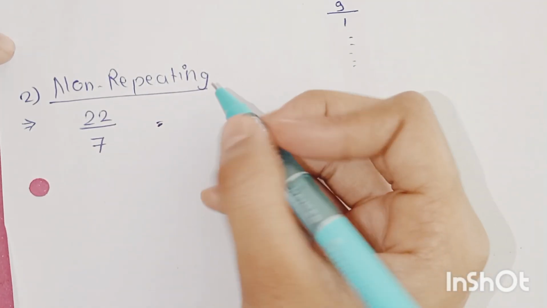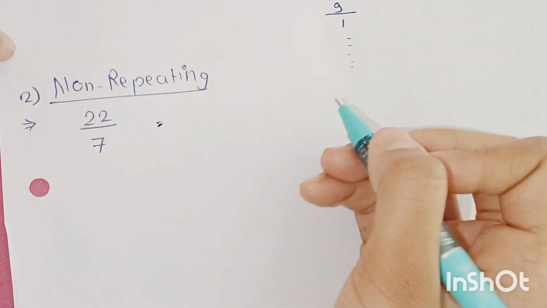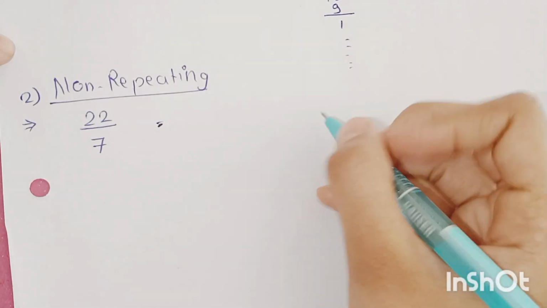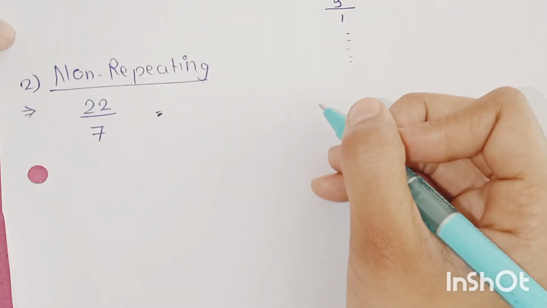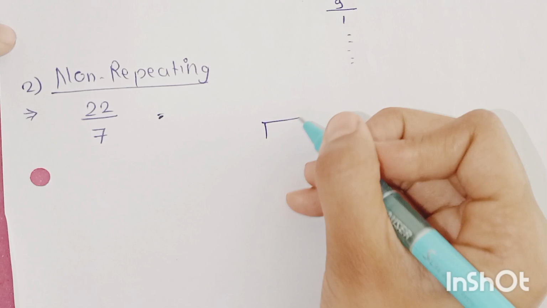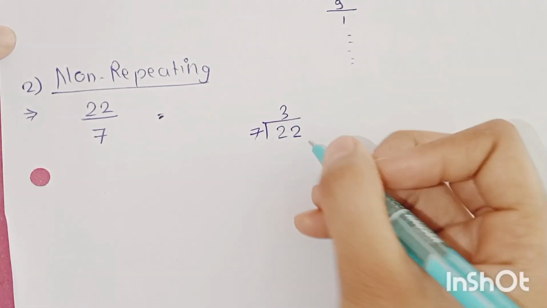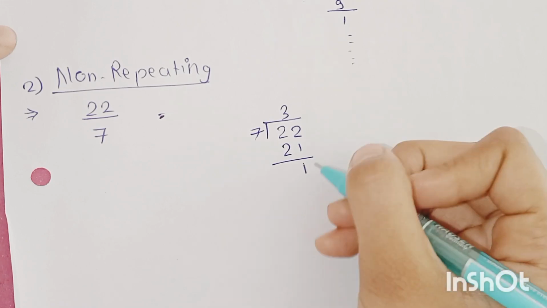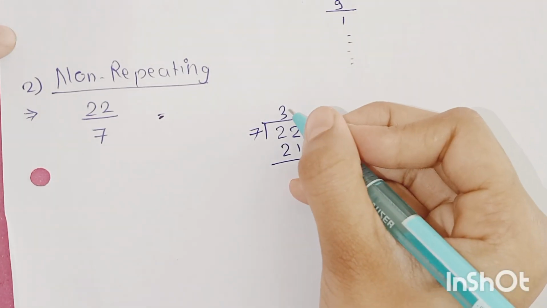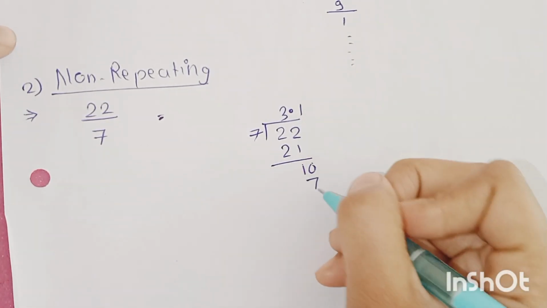Now non-repeating. We know 22 over 7 is the approximate value of pi, and we often write the value of pi as 3.14 only. But no, 14 is not the last digit. We can write several more digits. Okay, let's focus on the division now.